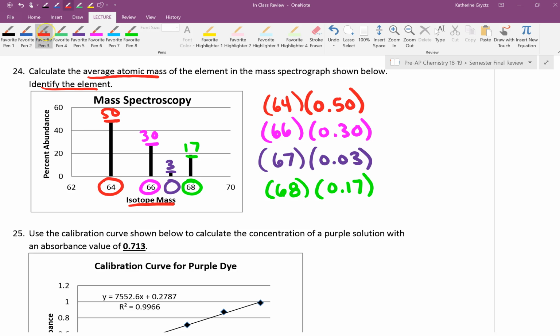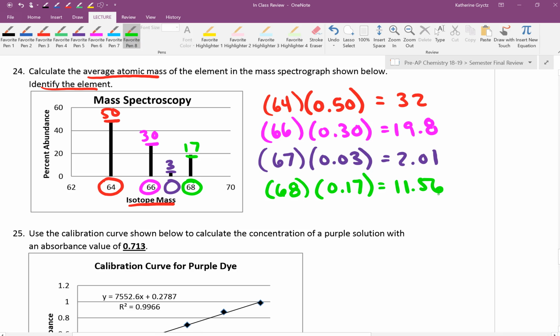Okay, and so you're going to multiply each of these. This one's going to give you 32. This one's going to give you 19.8. The third one's going to give you 2.01. And the last one's going to give you 11.56. I'm not really doing sig figs on any of this because I'm ballparking them from the picture. And then what you're going to do is add all those together. You could have written this a little differently and added them in one line instead of calculating them all separately, but this is just to show you what we're doing.